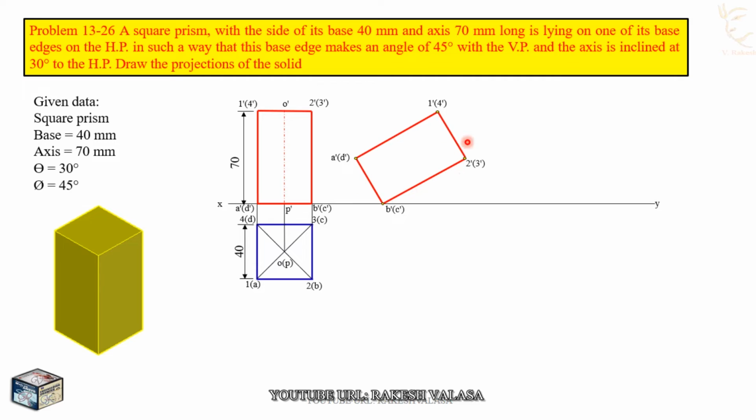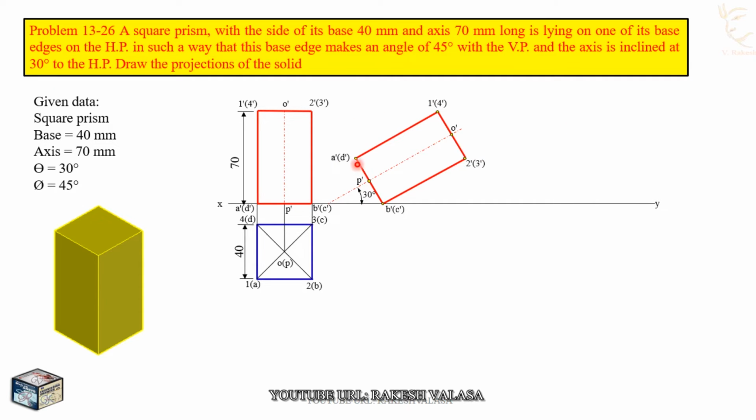Next, also draw the axis line. So here the axis these points O dash and P dash points are exactly at the midpoint of these shorter edges. So you can keep a midpoint of this A dash B dash, that is P dash. Similarly 1 dash 2 dash midpoint is O dash. Now join those points, you can get the axis line. This is the 30 degrees to the HP. Okay, this is the second front view.